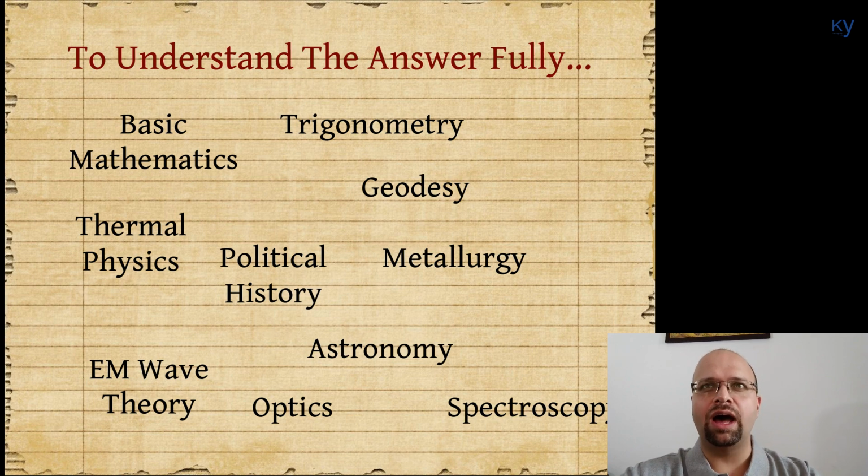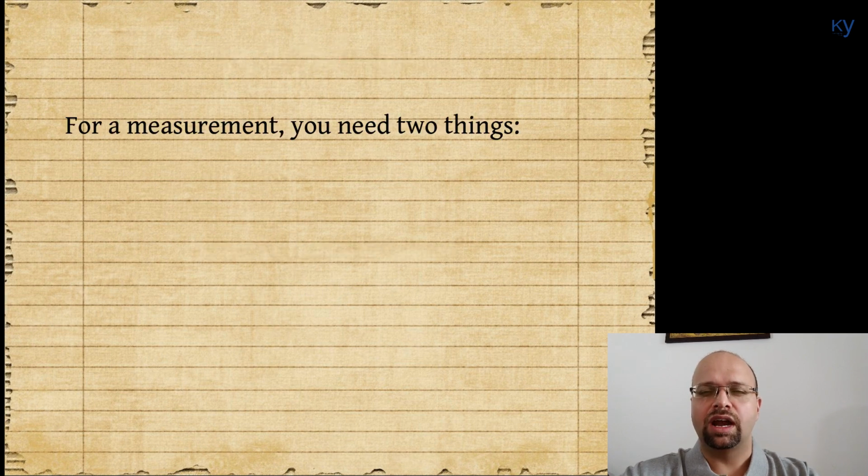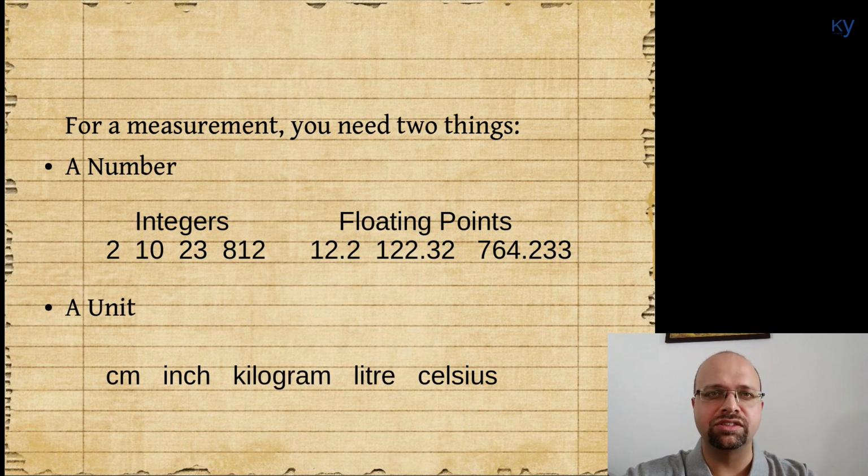For now, let's ask the very basic question: what is a measurement? There are two things that you require for a measurement. First is a number. The number could be an integer, or it could be a floating point or decimal number. And you need a unit. You can have a variety of units: centimeters and inches are used to measure distances or lengths, kilogram is used to measure mass, liter is used to measure volume, and Celsius is used to measure temperature. These are all units that you need to complete a measurement along with a number.